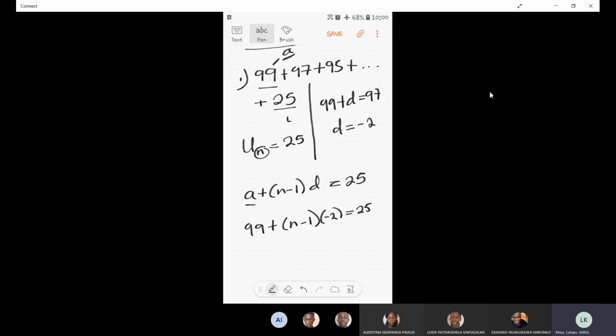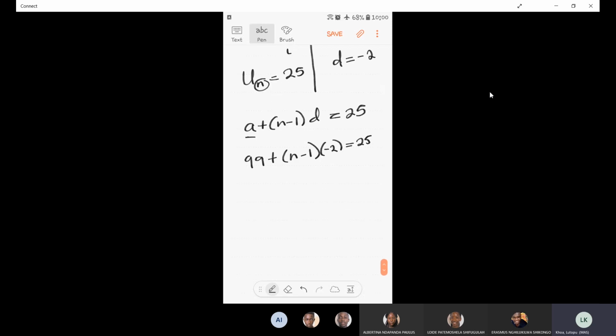And then we work this out. It's a simple equation to do. You get negative 2 times n minus 1 is equal to negative 74. Divide by negative 2 on both sides. I have n minus 1 is equal to 37. And then I add 1 on both sides. I get n is equal to 38.